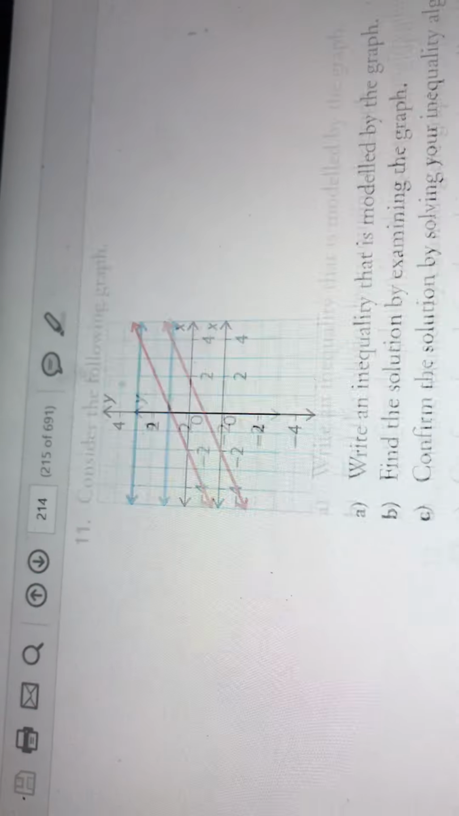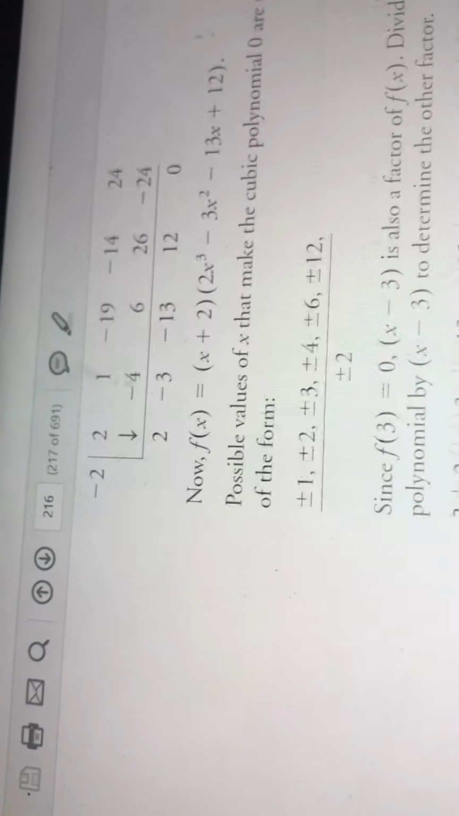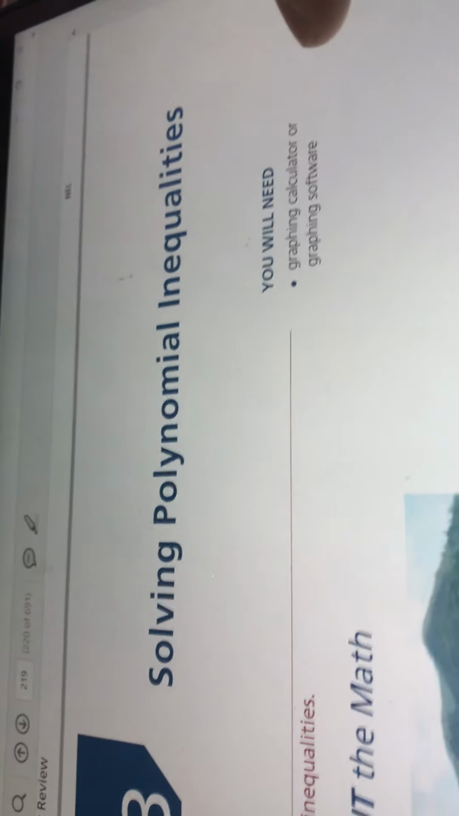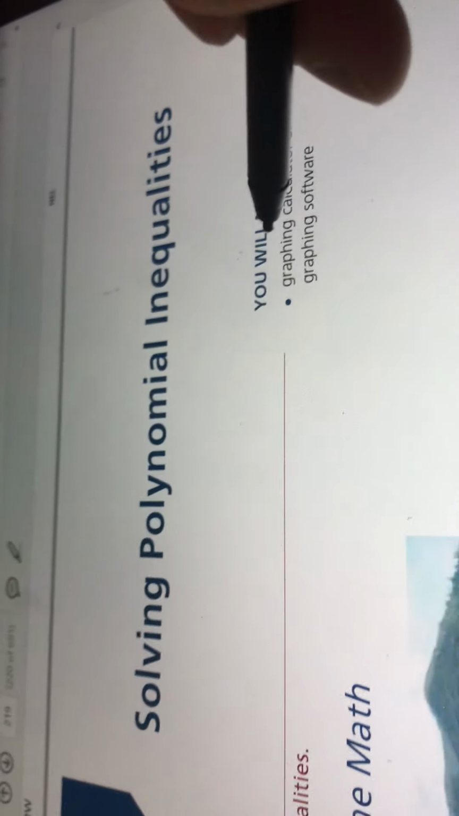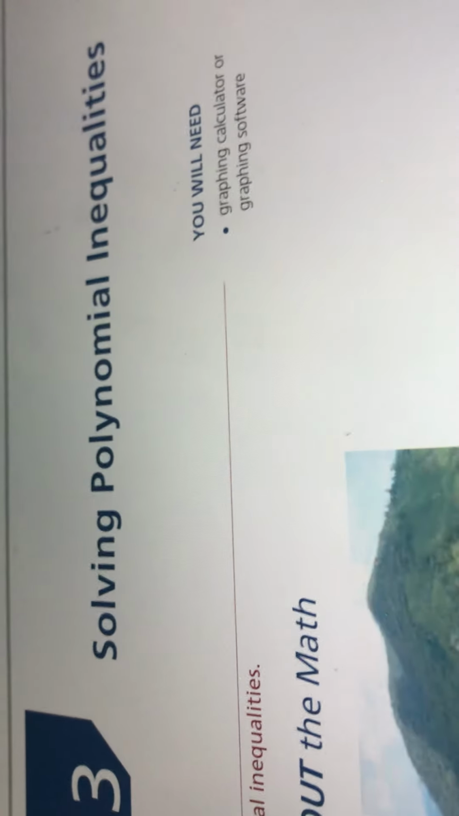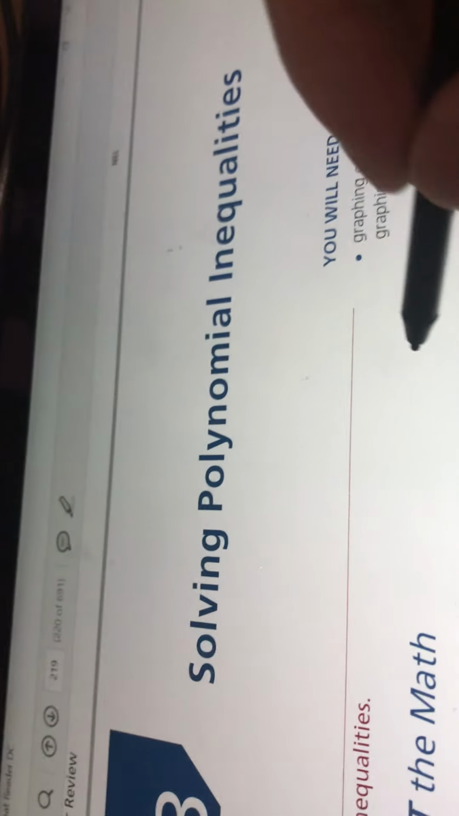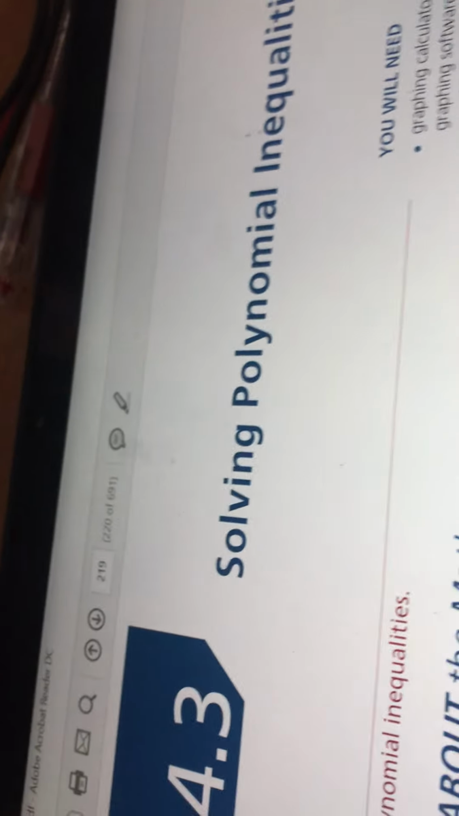Okay, we should have learned this in middle school. So now let's move on. Okay, now solving polynomial inequalities, which is a big section of chapter 4, because you can basically use two methods to do it. One is what we call the table method, and another one is the graph. So let's see.